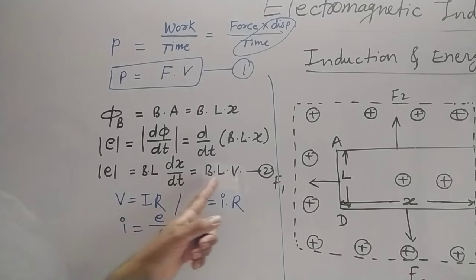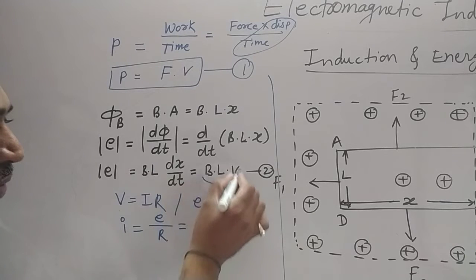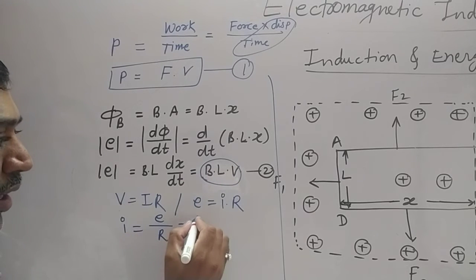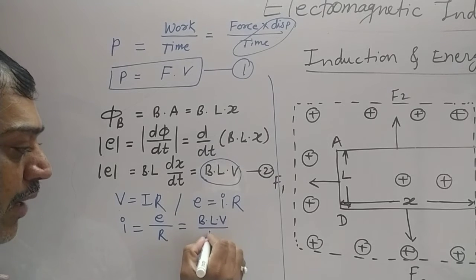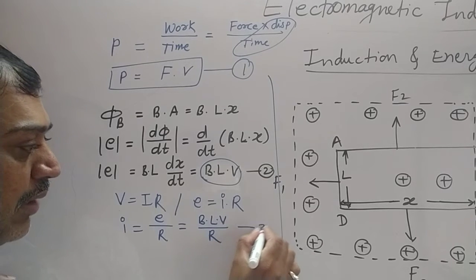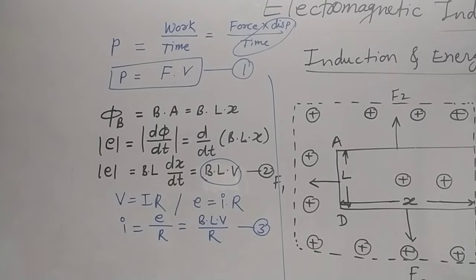What is the value of E? B into L into V. We put that value of E here, so we get B into L into V divided by R. That is nothing but the induced current, given by equation 3. Equation 3 gives the induced current.